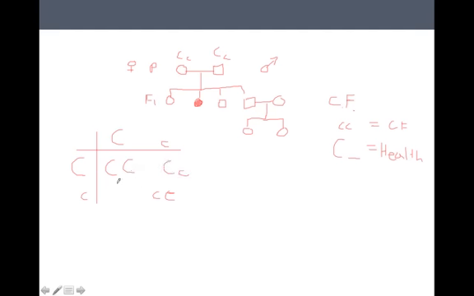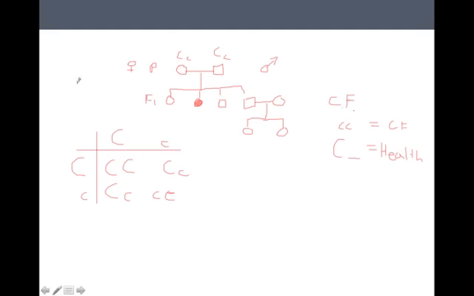And so we know there's a 25% chance that they will have a child that has cystic fibrosis, a 50% chance of having a child that is heterozygous or a carrier, and a 25% chance that the child is homozygous dominant.